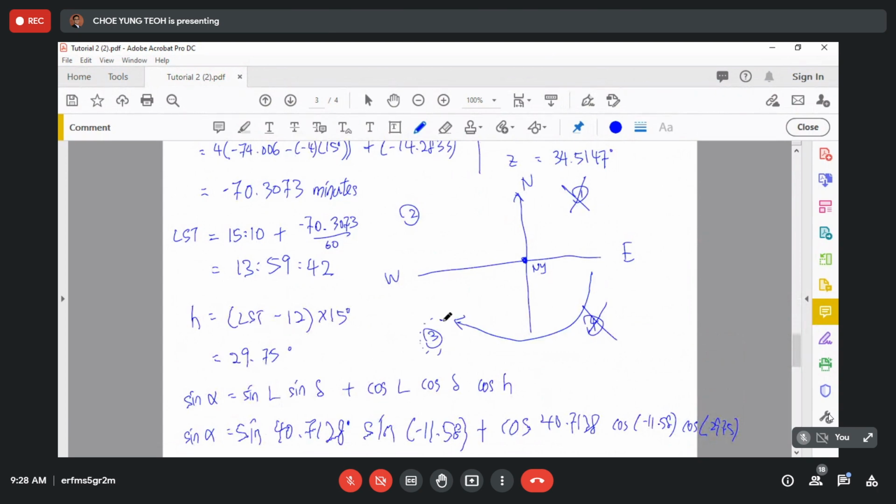Okay, so Jie and Han Xiang, you get the correct answer. It should be in the third quadrant and give you angle 34.51 degree. Okay.